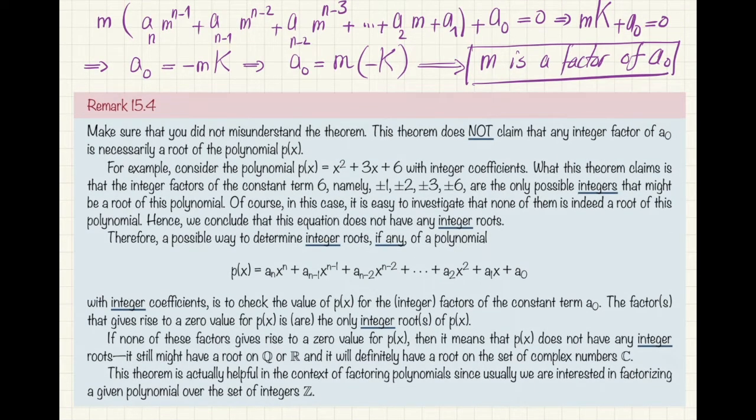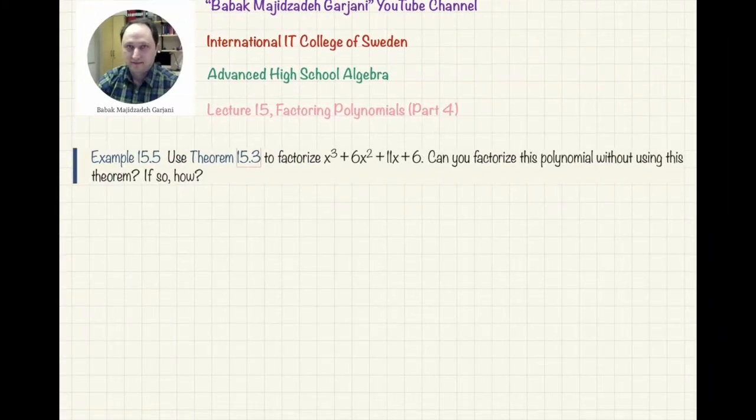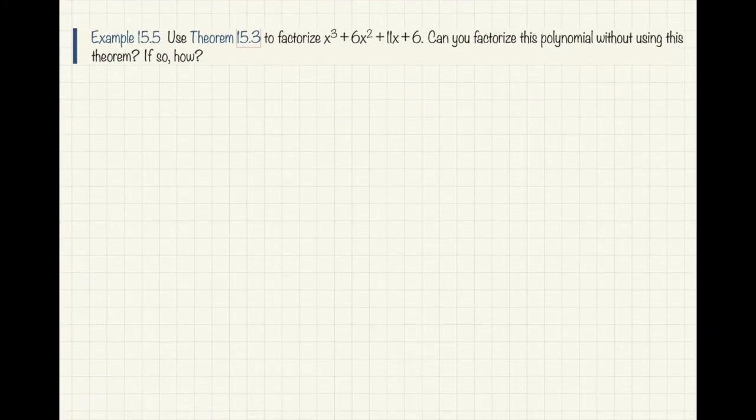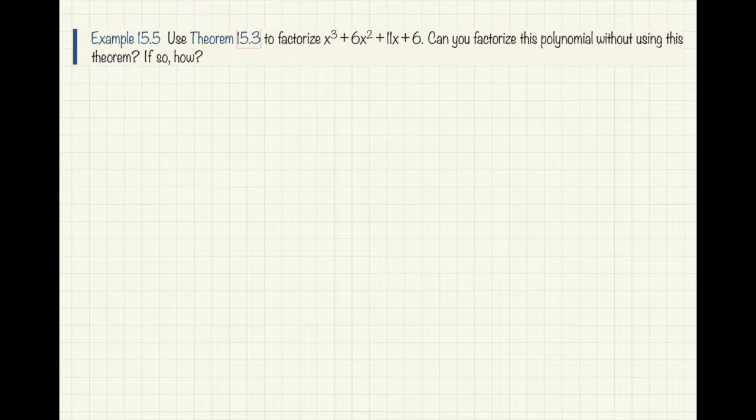Okay, so let us go to the next page. So I want to solve a problem using this theorem. Okay, so this is my example. Use the theorem 15.3, that was the same theorem I mentioned in the previous page, to factorize this polynomial. And then can you factorize this polynomial without using this theorem? If so, how? Okay, we will come to that later.